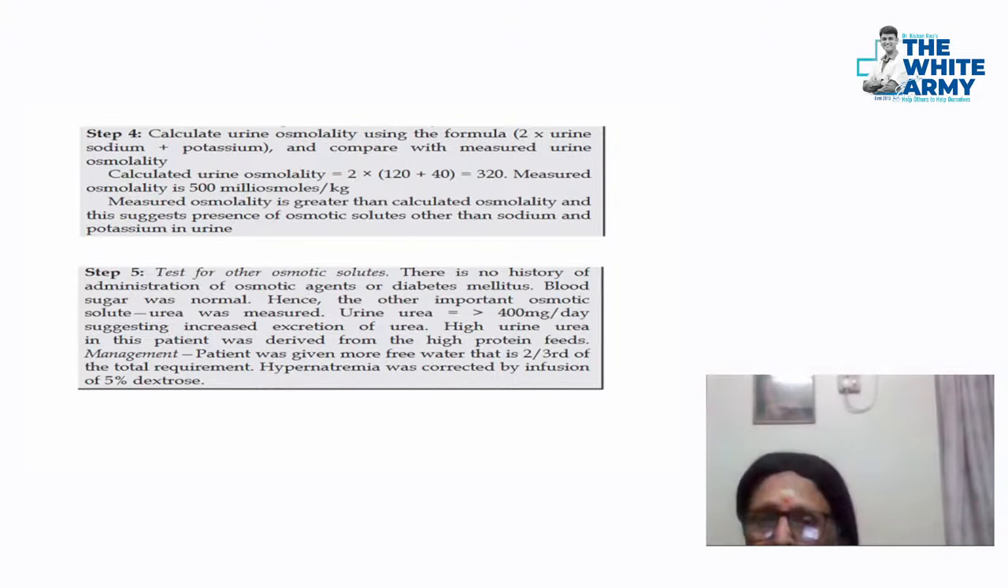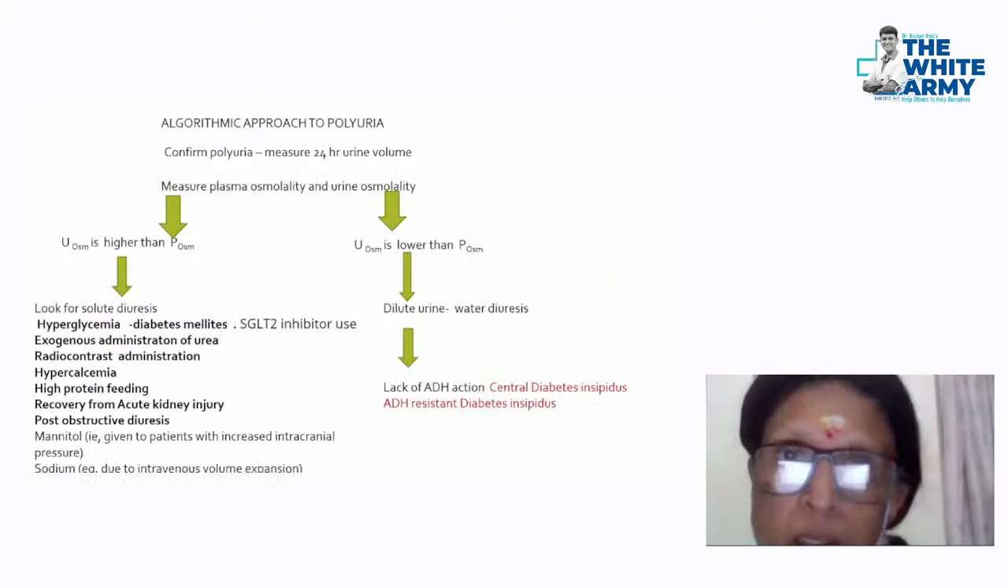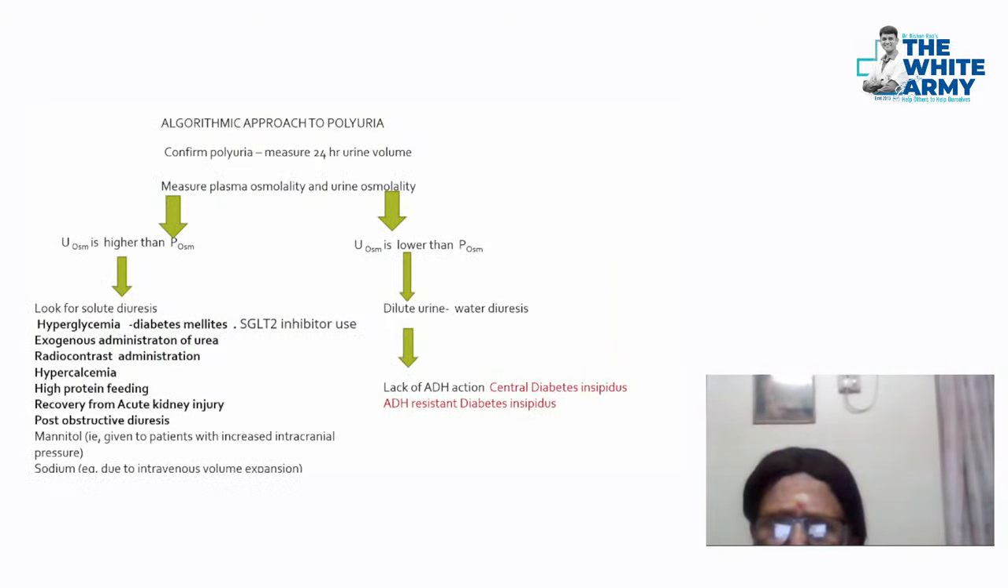So this is the usefulness of the polyuria approach in the diagnosis of hypernatremia. You can find out what exactly is the cause of hypernatremia. Depending on that, you can address the management. So this is the algorithmic approach.